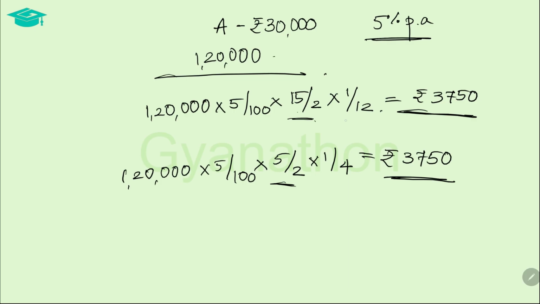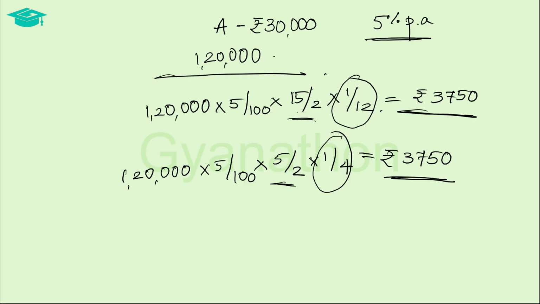And secondly, here since it is on the basis of months, we divide the whole thing by 12, and here since it is on the basis of quarters, we divide the whole thing by 4. But however, by both the formulae, the final amount of interest on drawings is the same.